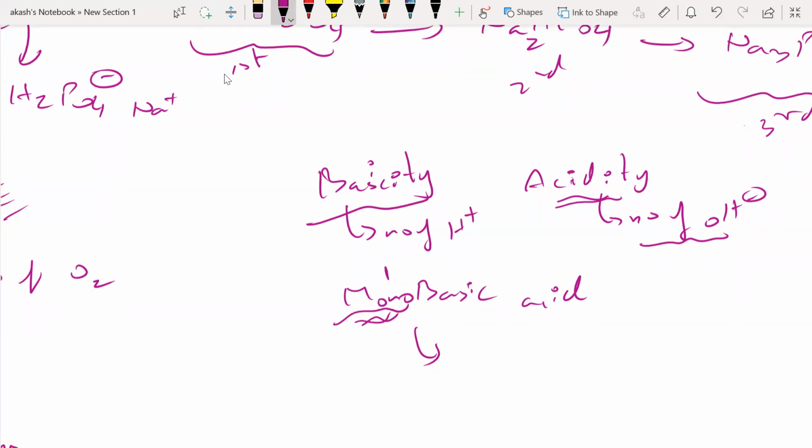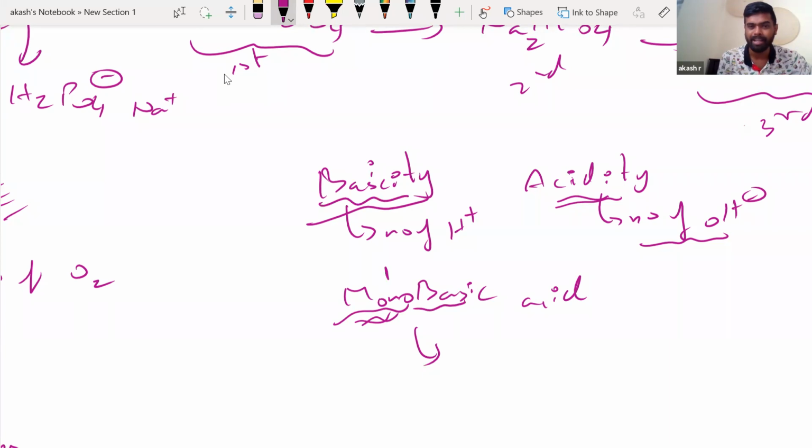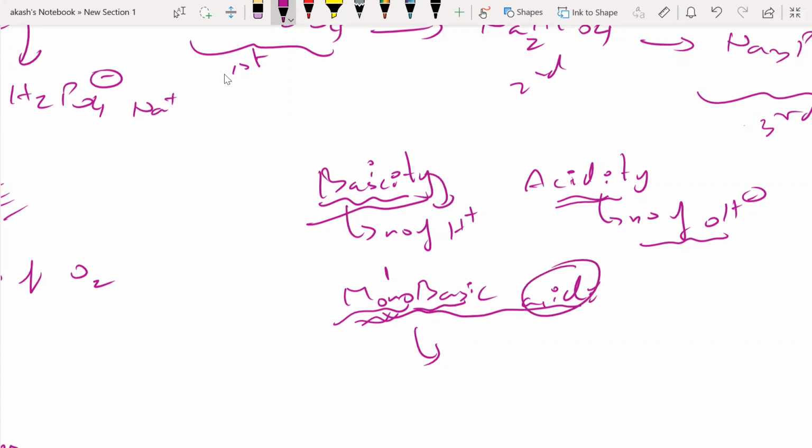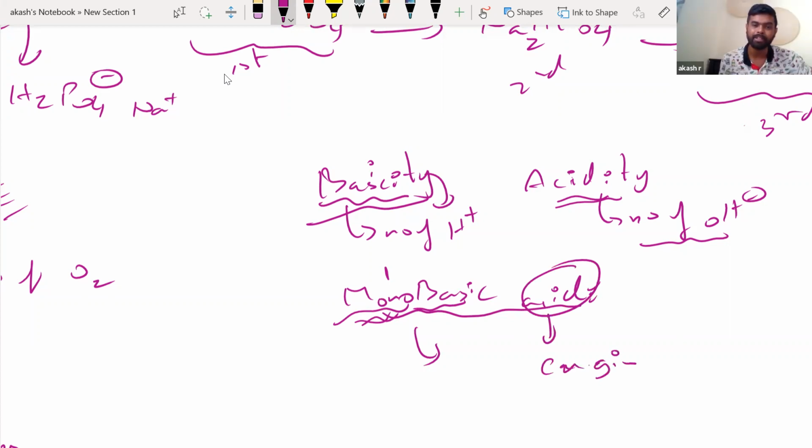One. Very simple, right? Mono means one. Monobasic, basicity is what they're talking about. Can you tell me what exactly they're talking about here? Monobasic acid means what? Basicity, I told you, is the number of H plus, right? So monobasic acid means this acid can give only 1 H plus. That is what they are telling you.